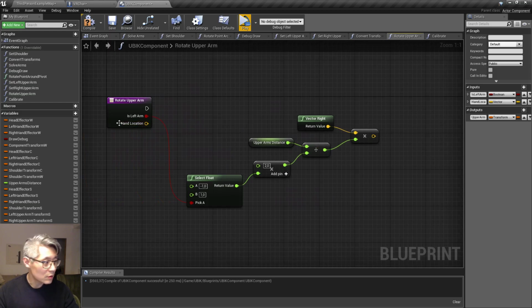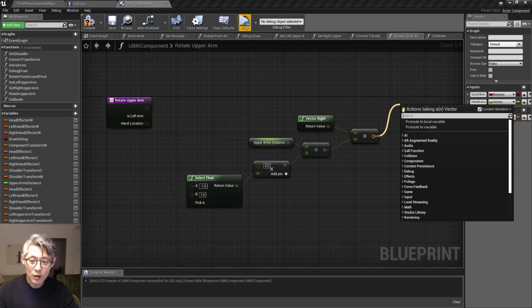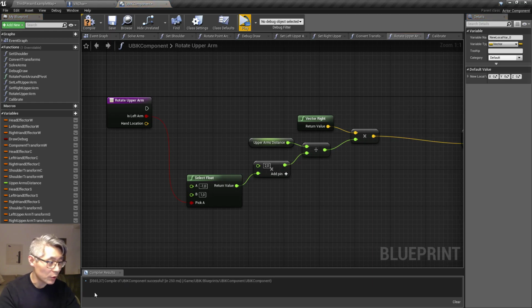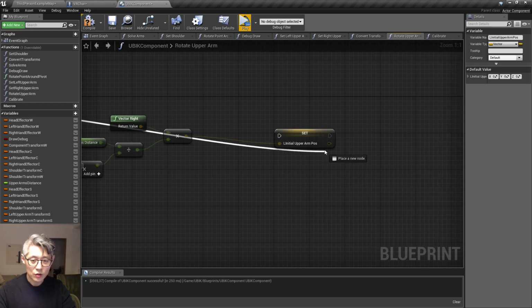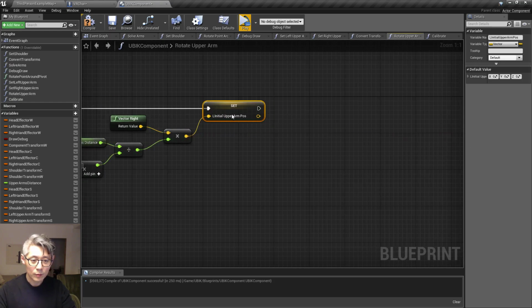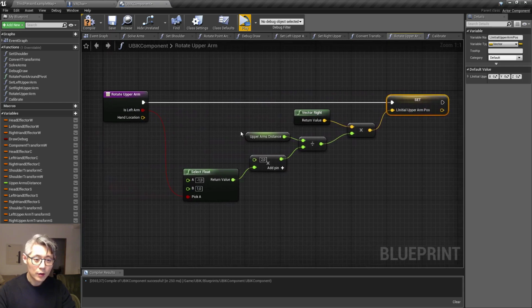We're going to promote this to a variable and call it the initial shoulder position, or initial upper arm position. So this is the point we saw before when that was rotating fixed around the shoulder point. That is that location that we have here. And we have the hand location here now.